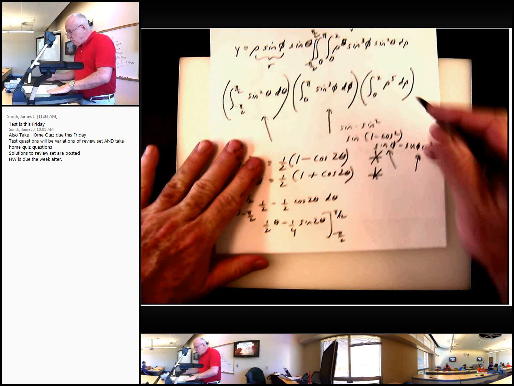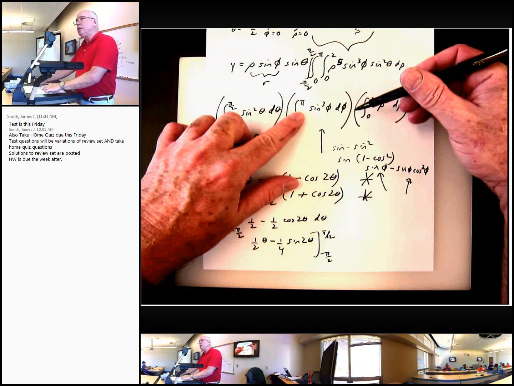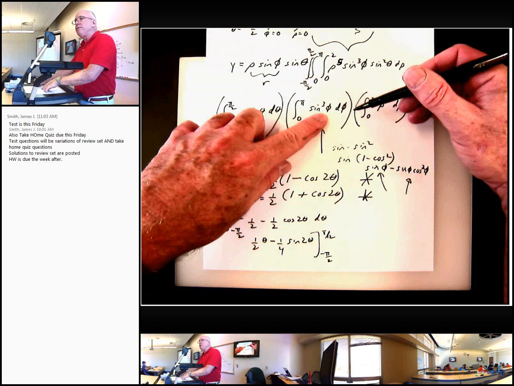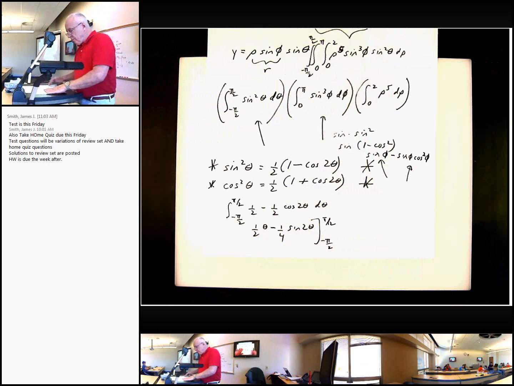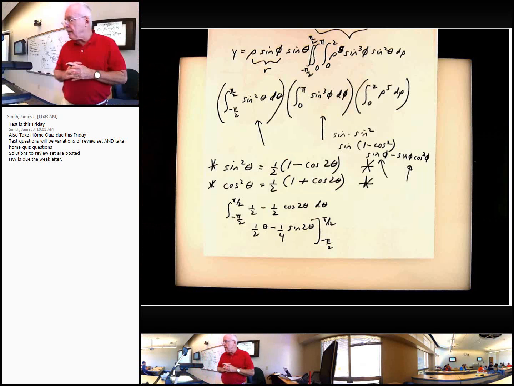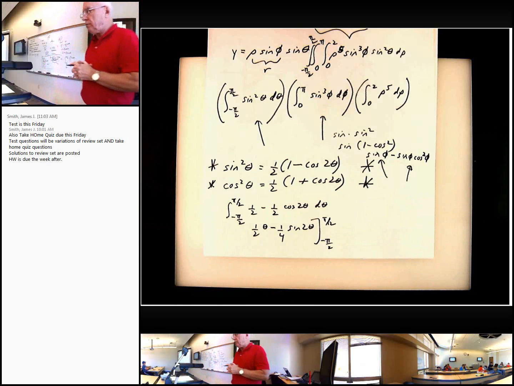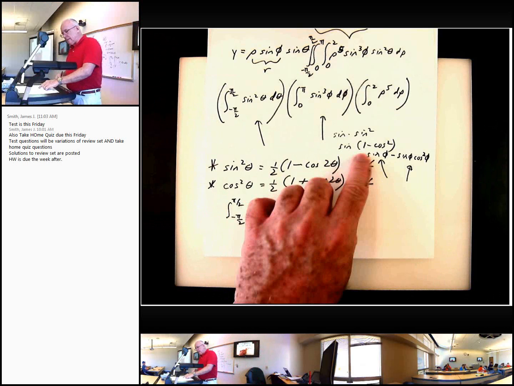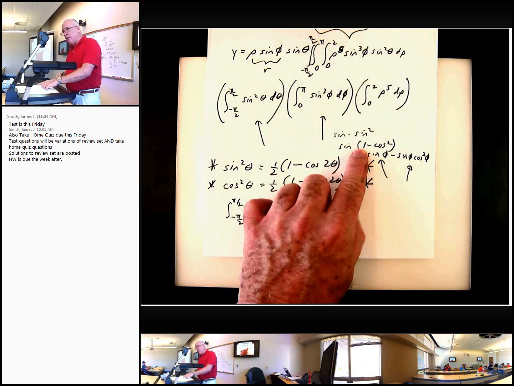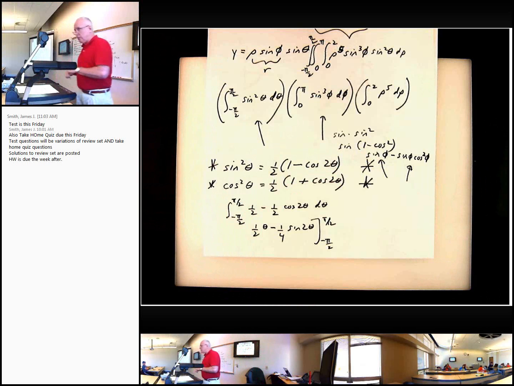No, wait a minute, hold on. I'm doing the middle one here, sine cubed of phi. I'm breaking it up into the sine of phi times the sine squared. We did this at the beginning of class, so I represent sine squared as 1 minus the cosine squared.